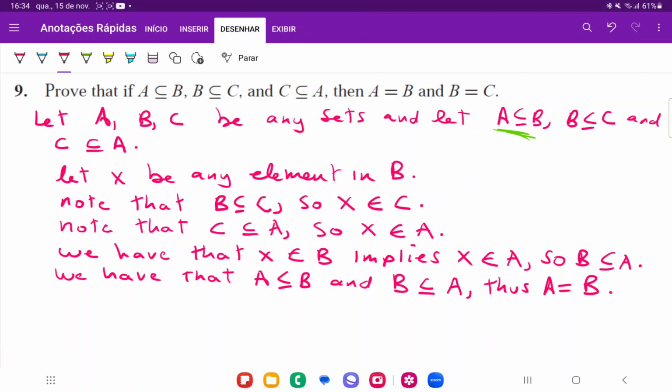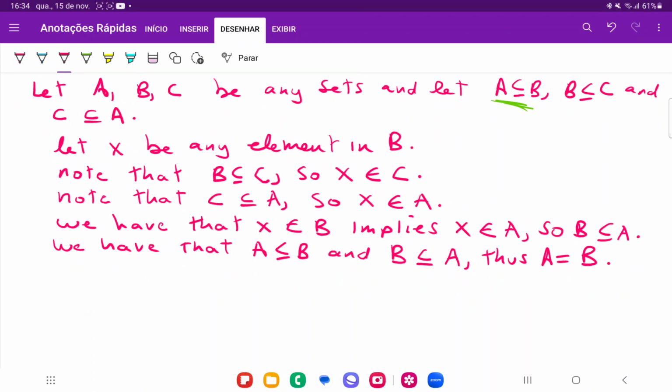And now we want to show that B is equal to C. So we want to show that B is contained in C and C is contained in B. We want to show a double inclusion. So we're going to say let Y be any element. Oops, let me rewrite this. Let Y be any element in C. All right. And what we want to do here is show that that element must be in B.